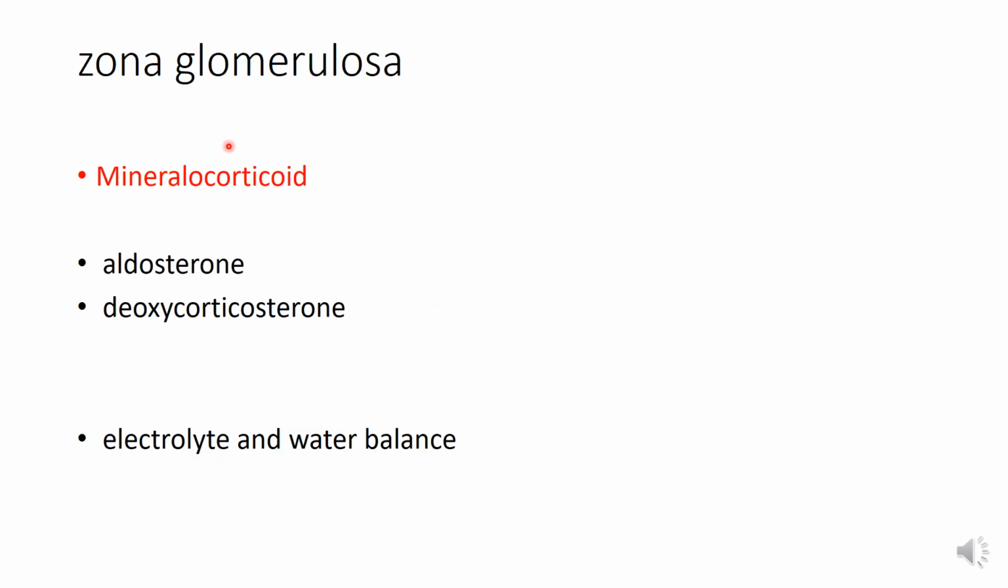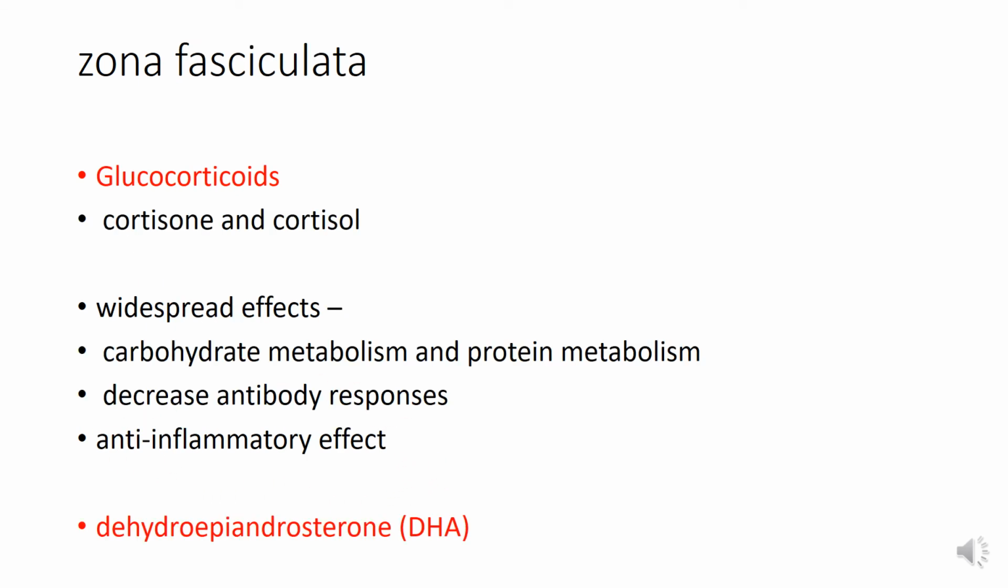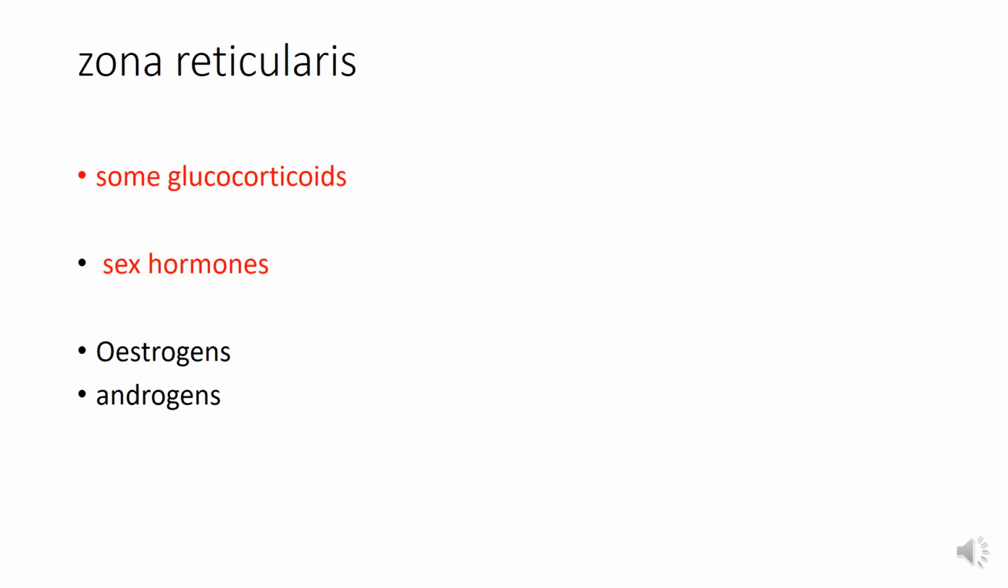Zona glomerulosa releases mineralocorticoids like aldosterone and deoxycorticosterone, which are involved in maintaining the electrolyte and water balance of the body. Zona fasciculata will release glucocorticoids like cortisone and cortisol, which have widespread effects like carbohydrate metabolism and protein metabolism. They have an anti-inflammatory effect. Zona fasciculata also releases dihydroepiandrosterone, which is an androgen. Zona reticularis can release some glucocorticoids and sex hormones, estrogen and androgen.